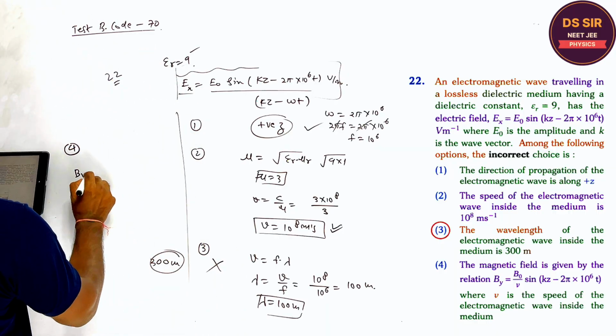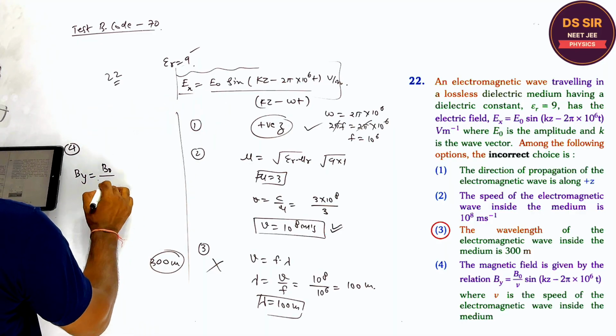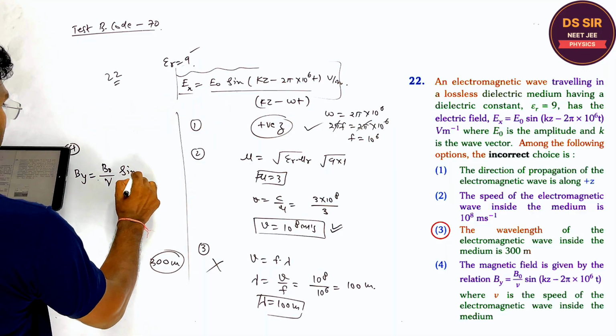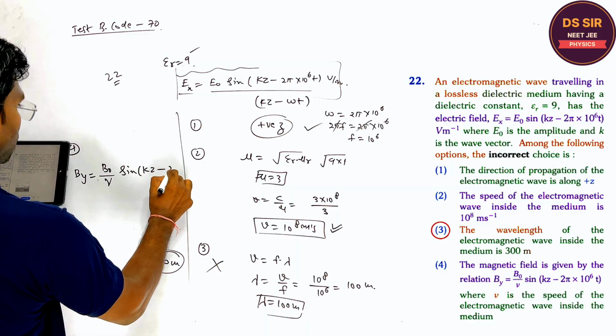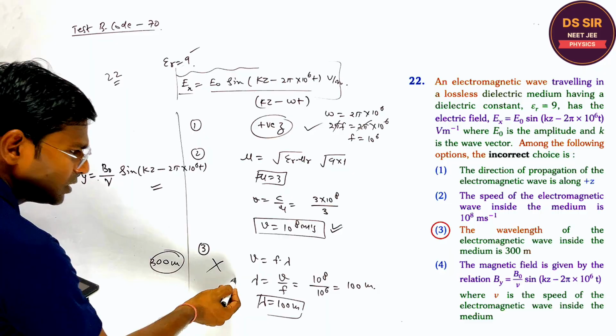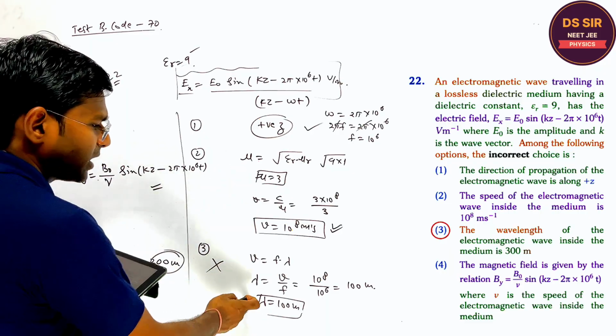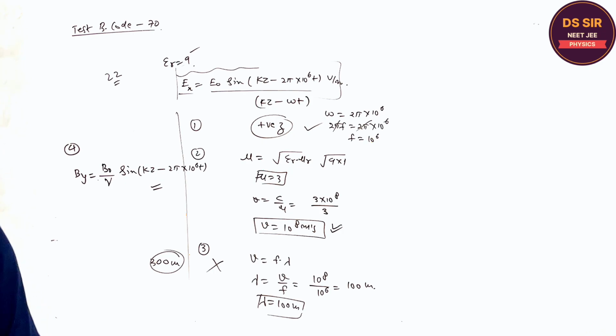If you consider the magnetic field related to this electric field, mu into sine, right, kz minus 2 pi into 10 to the power 6 t. So this is the correct option. The third option is the wrong option, right? If you have done this question correctly, write your comment.